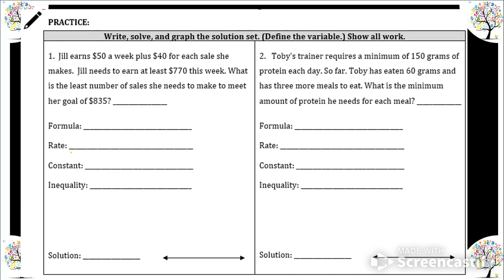Okay, you finish out these problems, make sure to create a formula, identify the rate and constant, make sure to identify what x represents in each situation. Then once you establish your elements, plug them into the formula to create the inequality, solve, and graph.